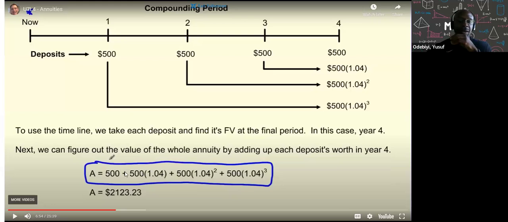I start off with the 500, then I have the interest to the power of 1, to the power of 2, to the power of 3. So there's a pattern coming up here, and that's what he's making you guys see.